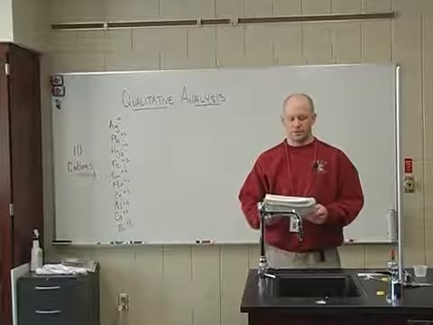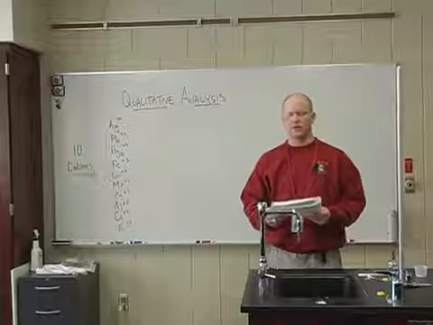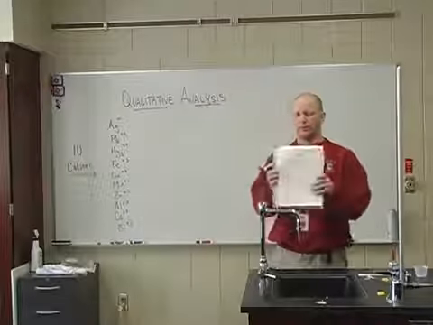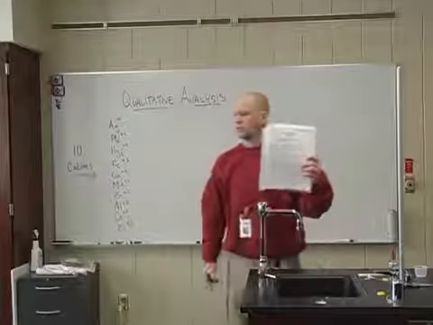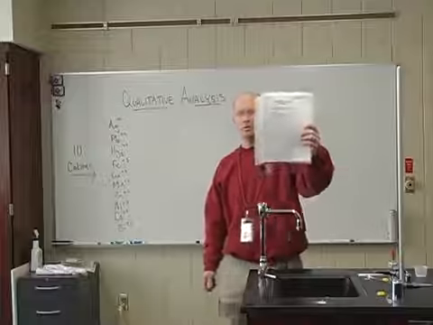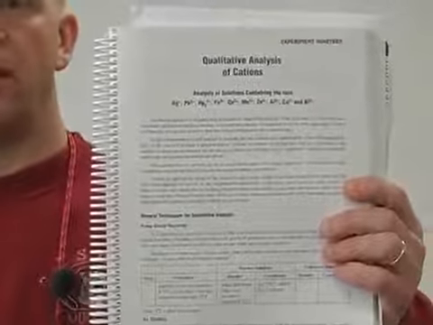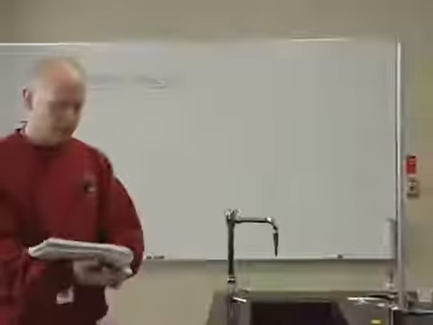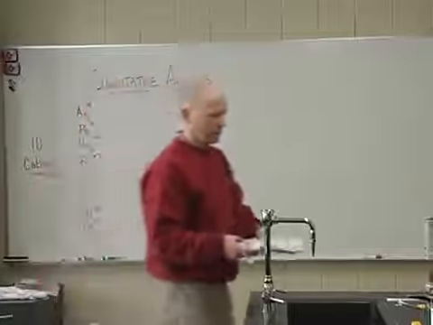Okay, this is the Introduction to Qualitative Analysis of Cations lab. If you don't have the lab in front of you, please find it. It's on page 99 or so in your lab notebook. This is the first page of the lab. And then there's also a pre-lab exercise that's a couple pages before that. I think the pre-lab itself starts on page 99 in your lab notebook. So find that lab and we're going to read along with it.